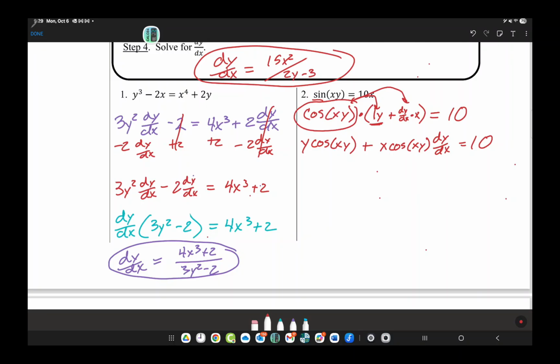It is just another form of y prime. Really is so you can take derivatives of implicit functions.